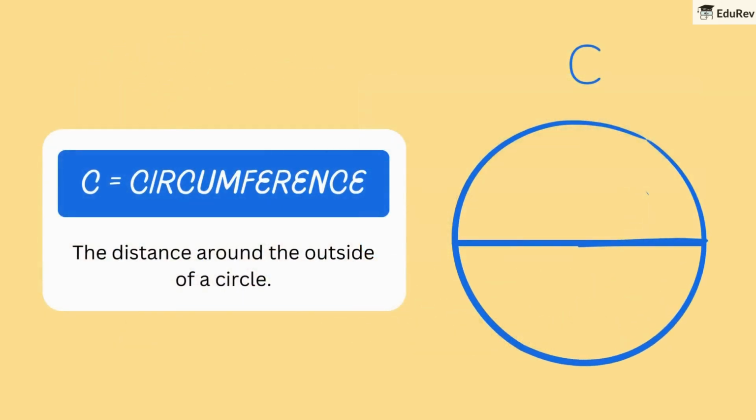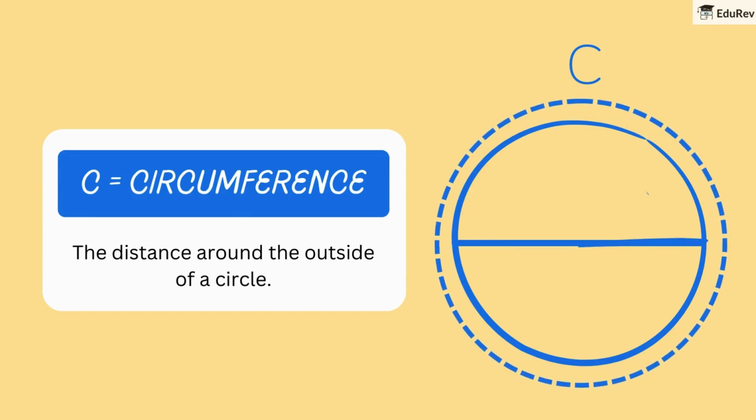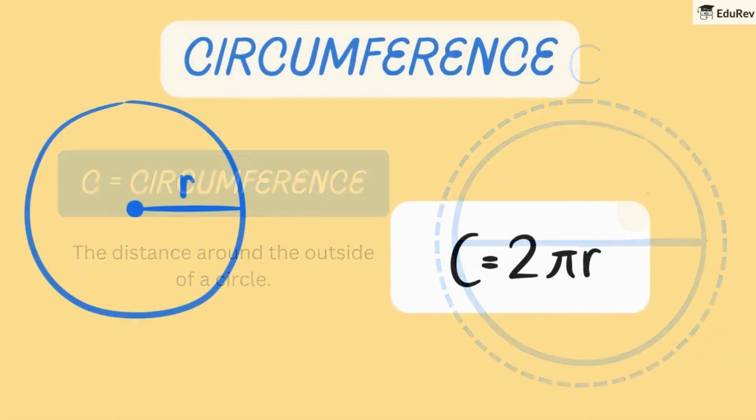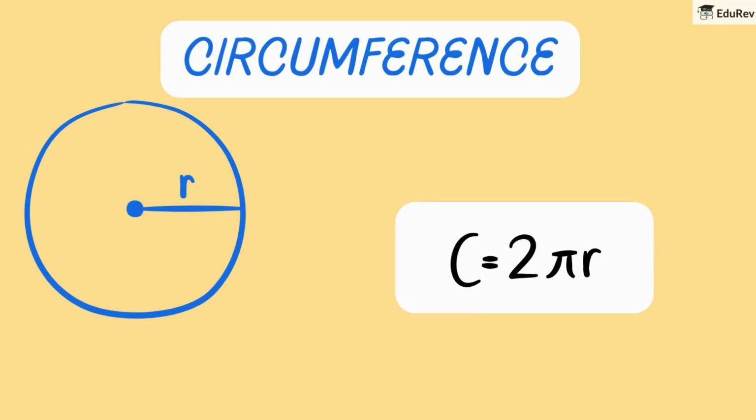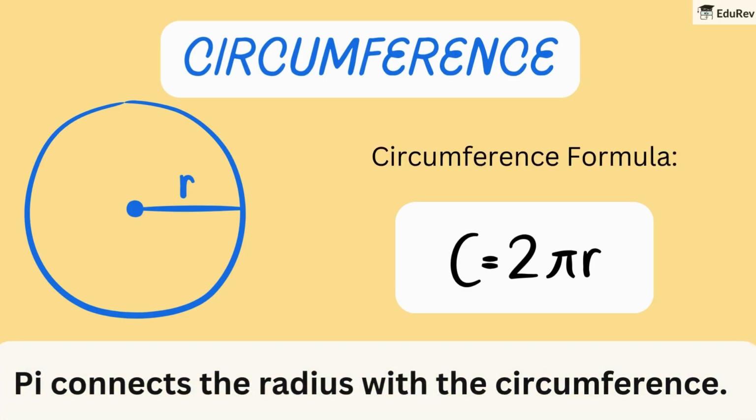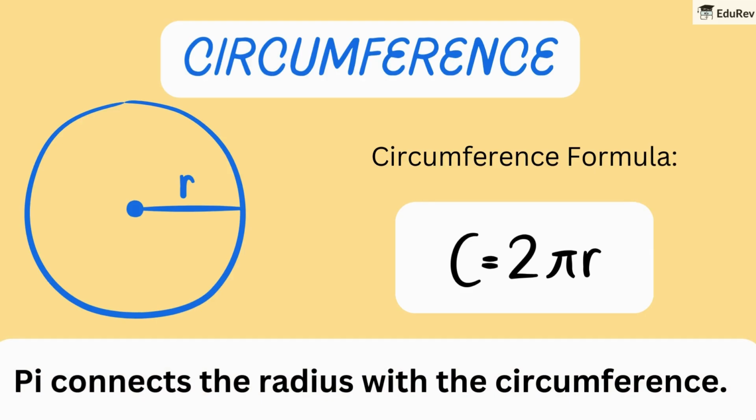Ever wondered about the distance around a circle? That's called the circumference. It's like taking a walk along the circle's edge and measuring the path you've covered. To find out how long our walk is, we use the formula for the circumference, which is 2 pi times the radius. This magical number pi is what connects the radius with the circumference, making our calculations possible.